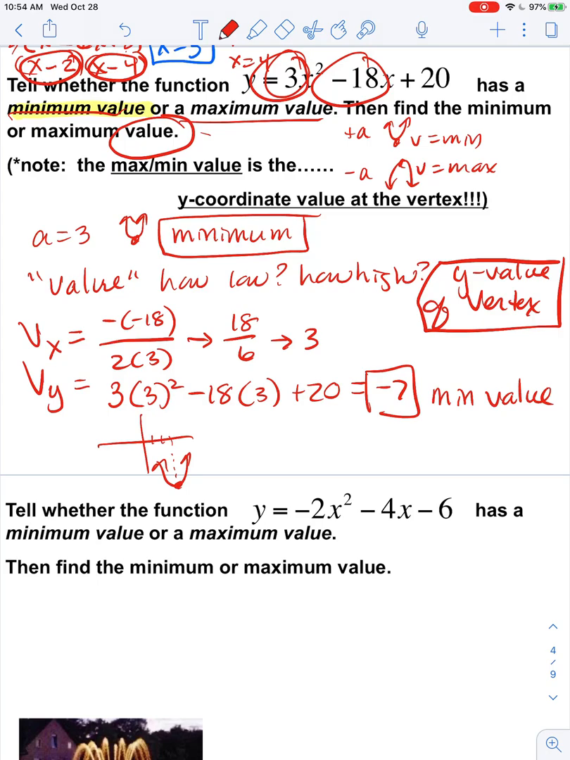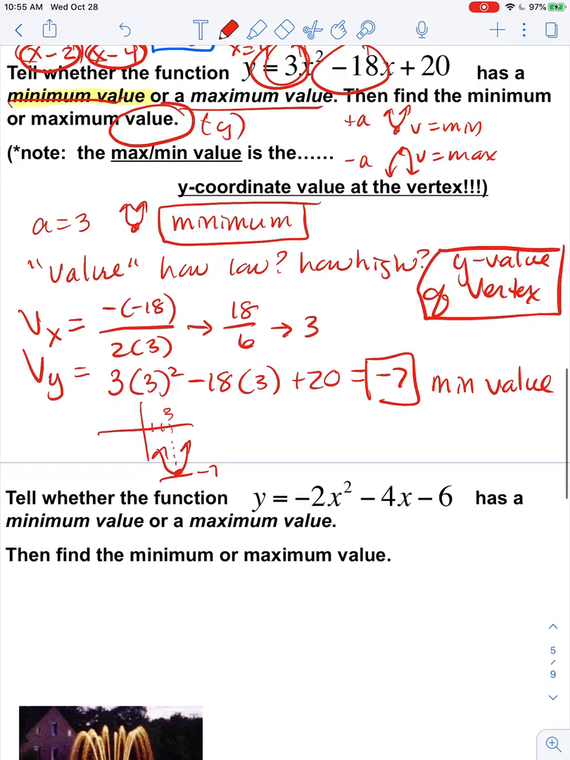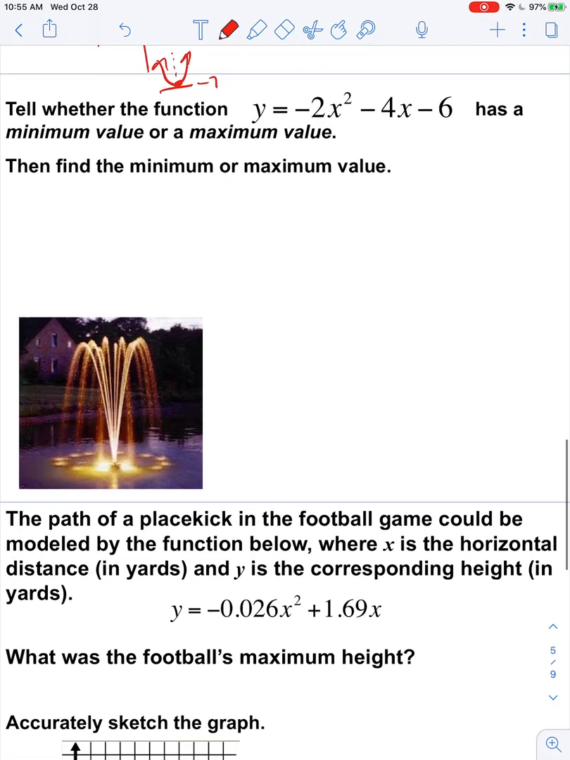The 3 is not the lowest spot. That's just locating it. You're saying go over 3 and down 7. So -7 would be the lowest spot. Keep in mind that when they ask you for the value of something, they're talking about the y part. So work your way through this one, then just peek and see if you and I get the same thing.